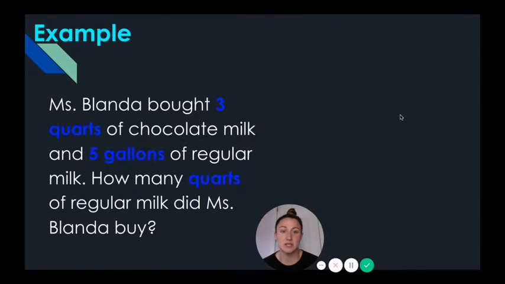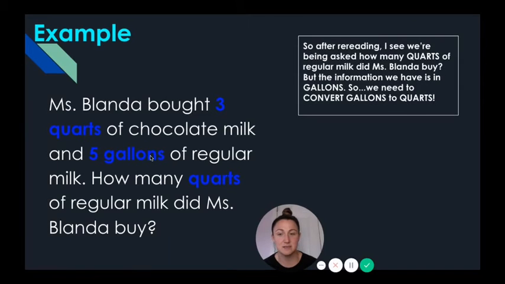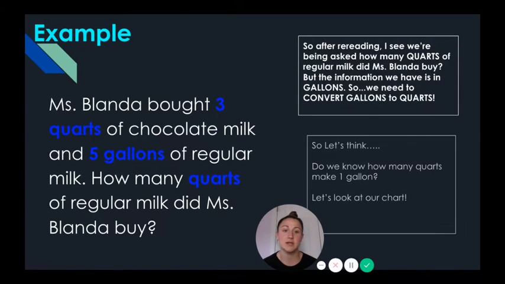So let's take a look here. I see, like I just said, that there are quarts and gallons. But the question, how many quarts of regular milk, is referring to only quarts. Ms. Blanda bought 3 quarts of chocolate milk, and then it also says 5 gallons of regular milk. So this is what we need to do. I see that there are 5 gallons, but we need to change gallons to quarts. After rereading, I see that we're being asked how many quarts of regular milk Ms. Blanda bought, but the information we have is in gallons, so we need to convert gallons to quarts.